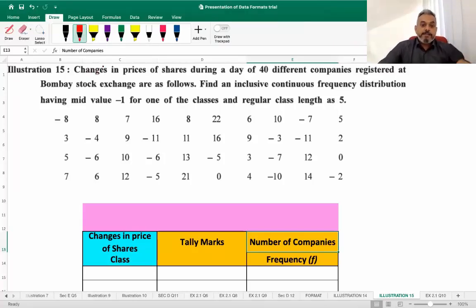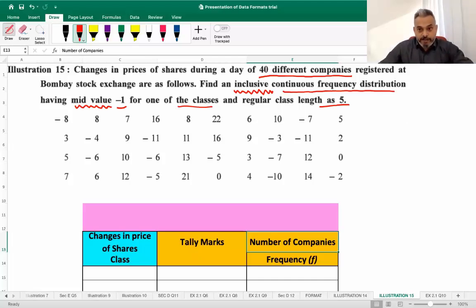Illustration 15. The changes in prices of shares during a day of 40 different companies registered at Bombay Stock Exchange are as follows. Now, just understand the question. There are 40 different companies registered with BSE, that is Bombay Stock Exchange. Find an inclusive continuous frequency distribution having mid value already given as -1 for one of the classes and regular class length as 5.